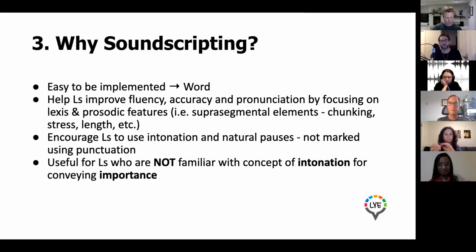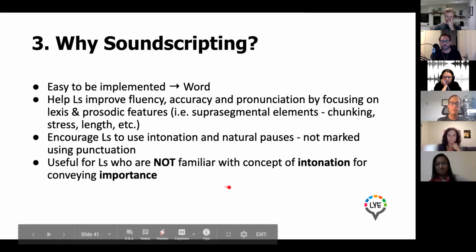So what we are going to be doing here today is looking at what soundscripting is and its advantages, and we're going to walk you through the steps before we actually discuss how we can implement soundscripting in the classroom.